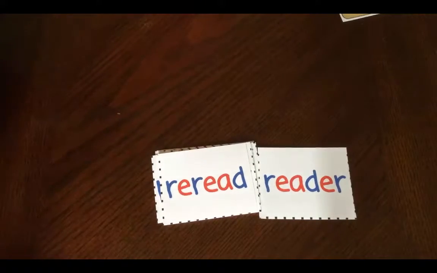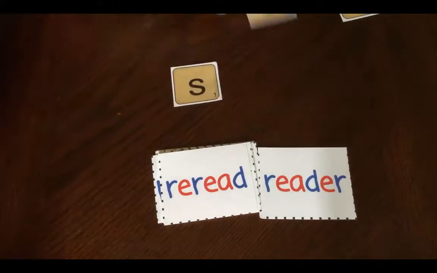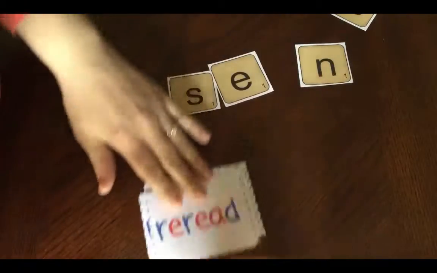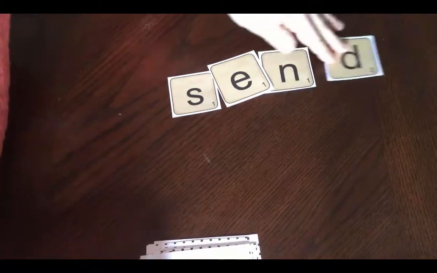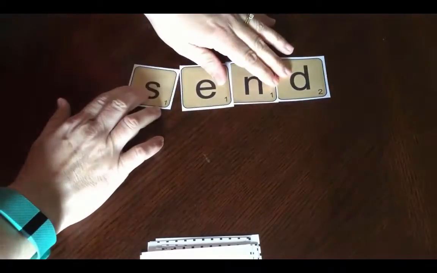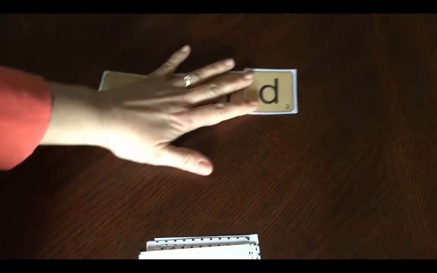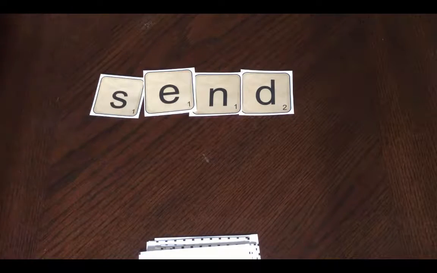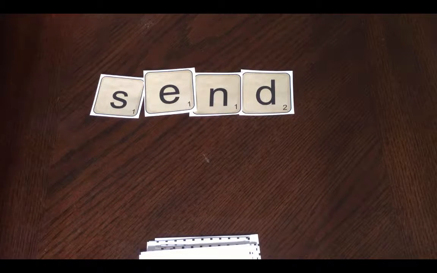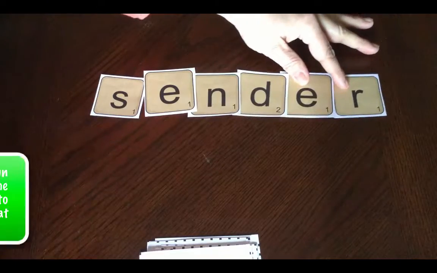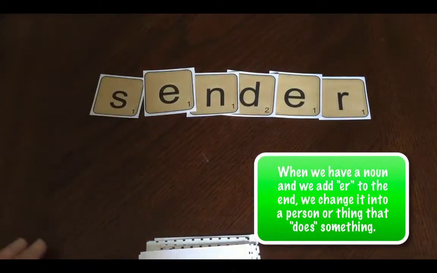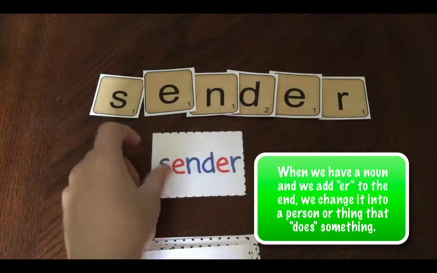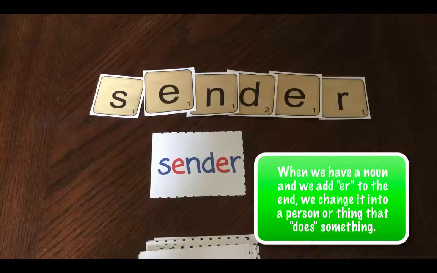Let's make send again with that short vowel E. And think about the suffix that we can add to the end that makes it someone who does. So the act is to send. Someone who does is then a sender. And so now we have a sender.